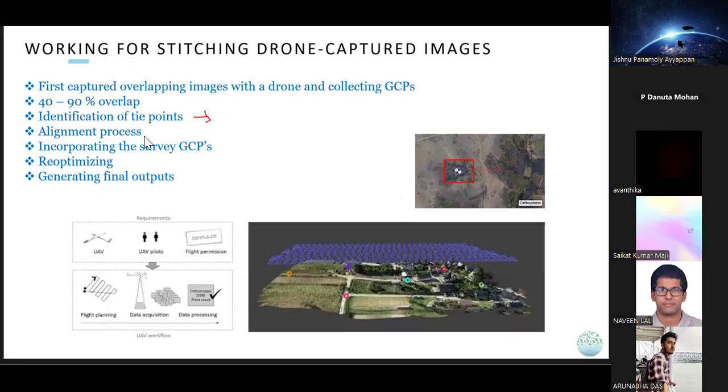Then comes the alignment process. That is, when the drone captures images, you can see the blue points here.